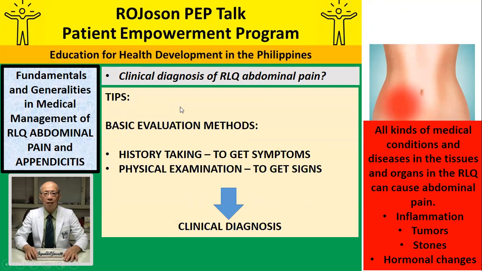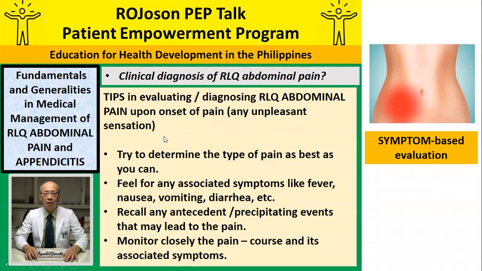So some tips on the clinical diagnosis of the right lower quadrant abdominal pain. The basic evaluation methods that we have to use will be history taking, meaning you try to get the symptoms, those felt by a patient, and then physical examination to get the signs. Then after getting the signs and the symptoms data, we process this to come out with the so-called clinical diagnosis. So tips in this is a symptom-based evaluation. Later on, we will talk about the sign-based. Based on the symptoms, you try to get cues for the possible cause of the right lower quadrant pain.